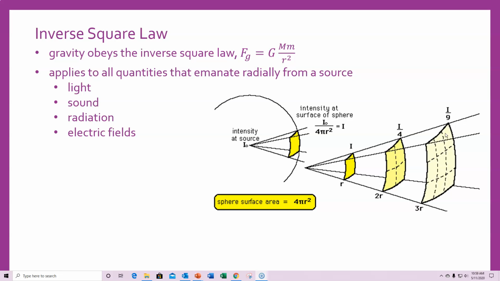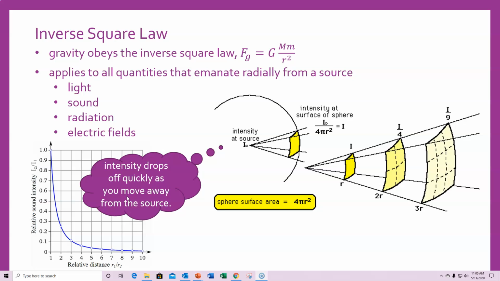And as you continue to move away from the source, that quantity gets spread out over a larger and larger spherical area according to this formula. And that's what leads us to the inverse square law. The intensity drops off quickly as you move away from the source. You can see in this graph of relative intensity versus relative distance that it drops off precipitously, so that when you increase the distance by a factor of 10, you are decreasing the intensity by a factor of 100.